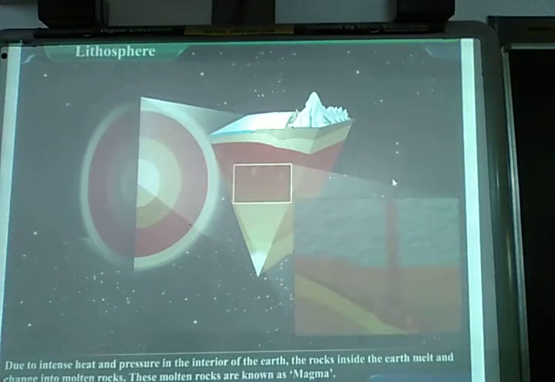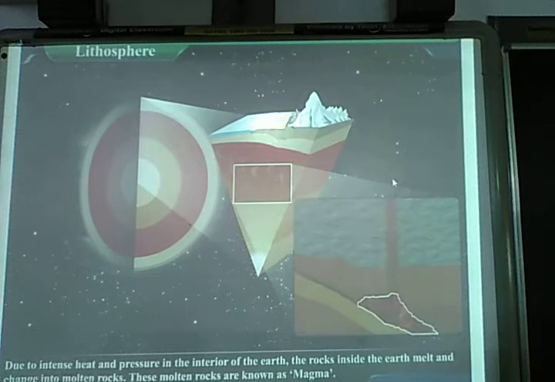Due to intense heat and pressure in the interior of the earth, the rocks inside the earth melt and change into molten rocks. These molten rocks are known as magma.